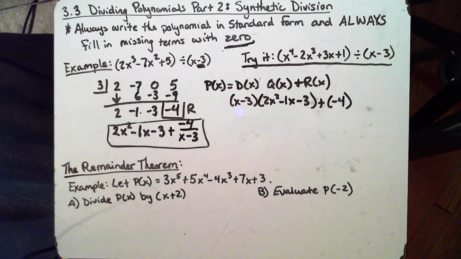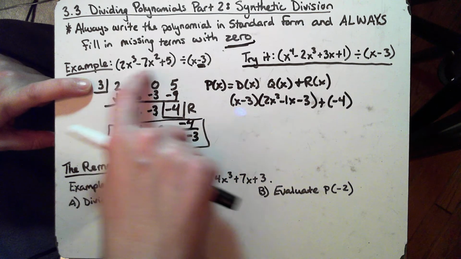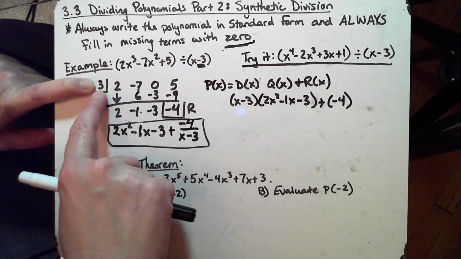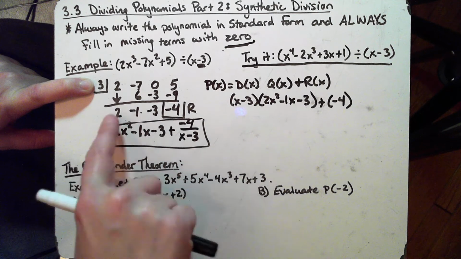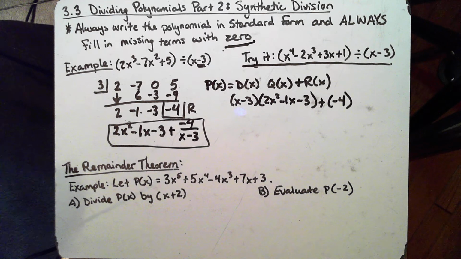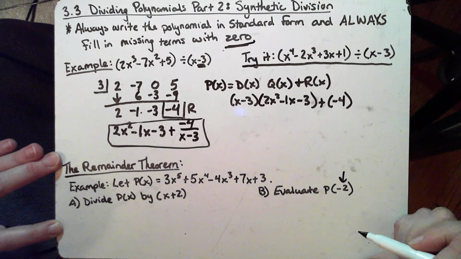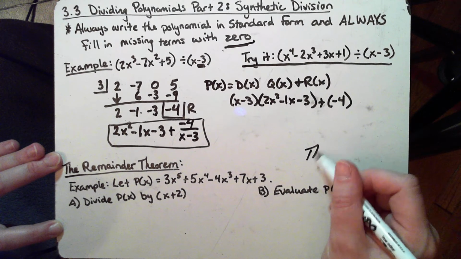Okay, the next thing I have for you is the remainder theorem. This is highly useful, especially when you have a polynomial that has a lot of high powers and you need to evaluate it for a number. So basically, if I wanted to evaluate this polynomial for 3, all I would do is do my synthetic division, and the remainder is the answer. That's why it's called the remainder theorem. So if I wanted to evaluate this, the remainder is the answer.